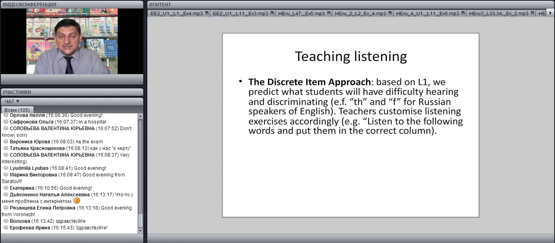So, for example, a task may look like this. Listen to the following words and put them in the correct column according to the sound you hear.